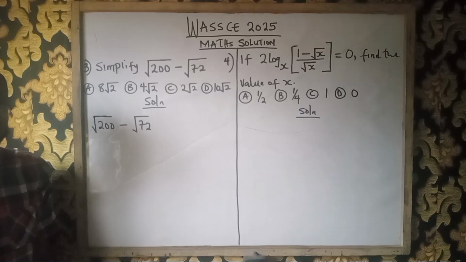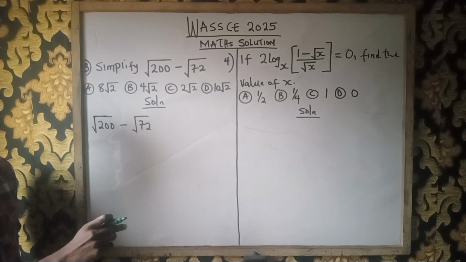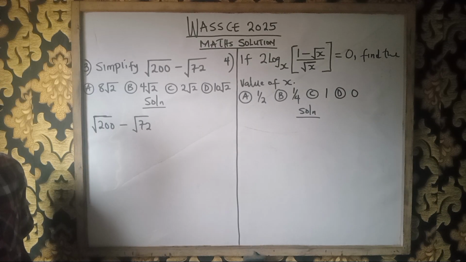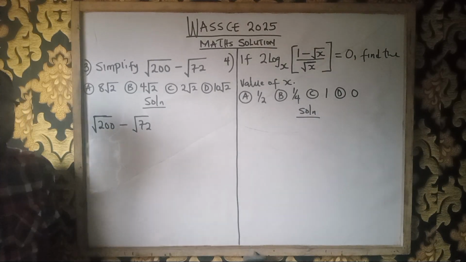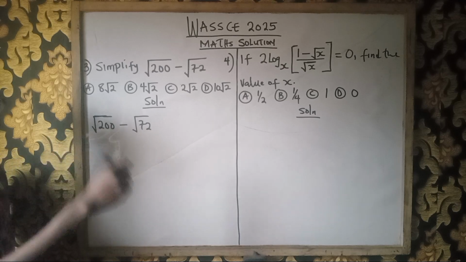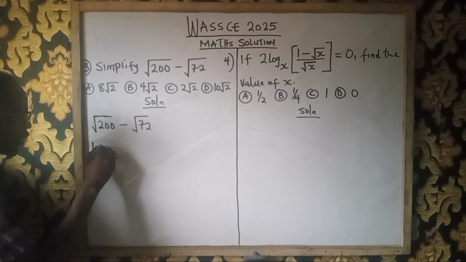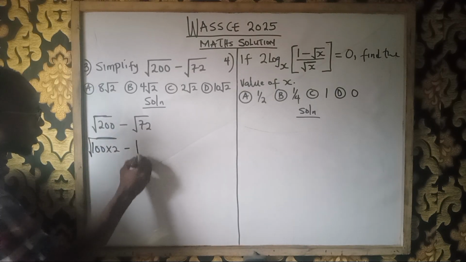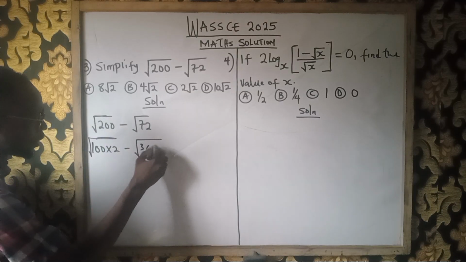When you talk of surds, for you to express any number in surd form, it must be a perfect number and a non-perfect number. That is, you multiply a perfect number and a non-perfect number together. One of the numbers must make a perfect square, the other one must not. So if you look at 200, we can use 100 times 2 because 100 is the perfect square, while 2 is a non-perfect square. So this gives us square root of 100 multiplied by 2, that's for 200, minus, now for 72, we can also use 36 multiplied by 2. So we have square root of 36 times 2.